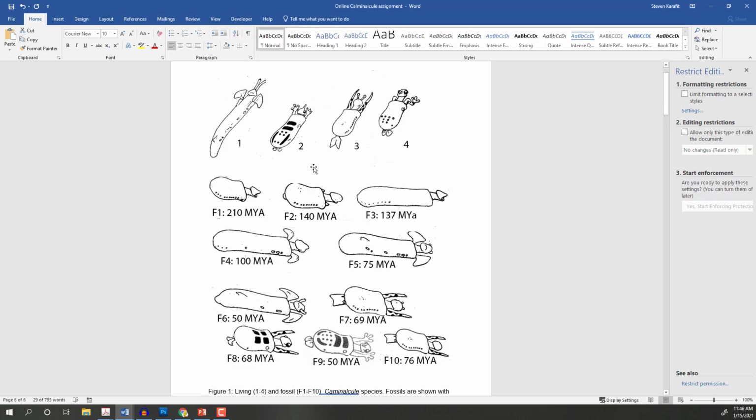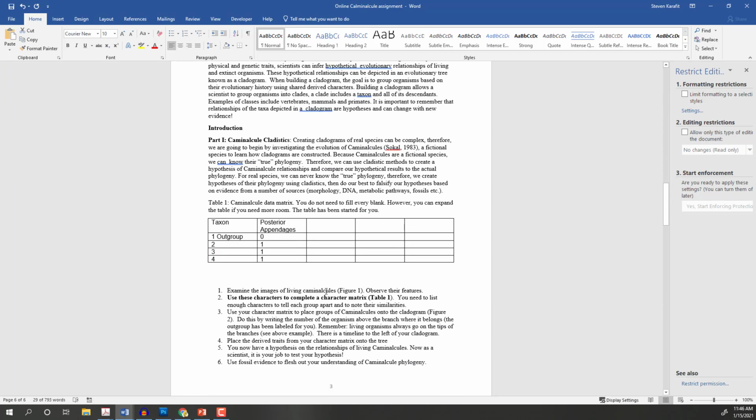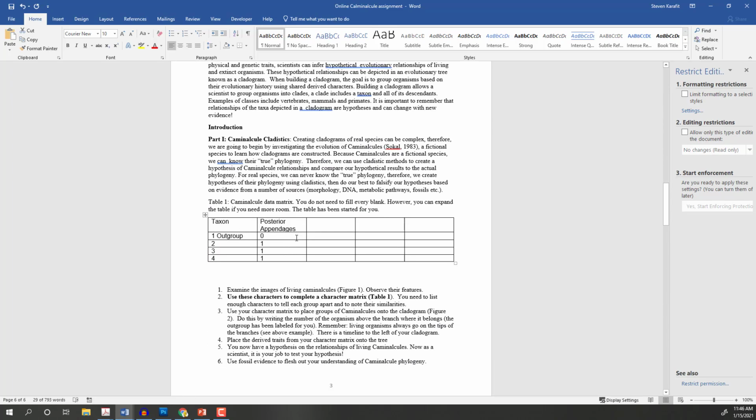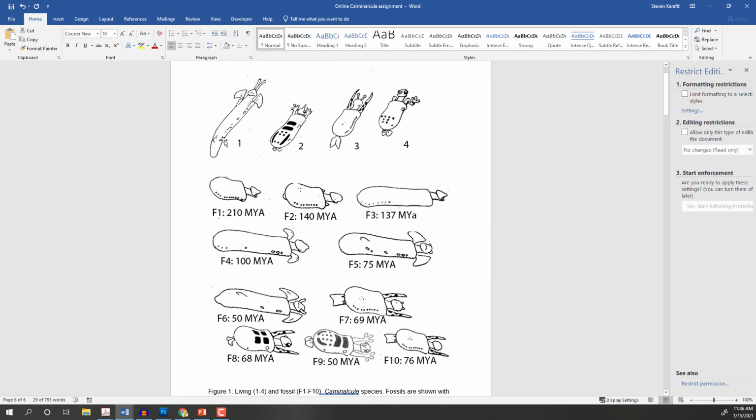So you have 1, 2, 3, 4 living caminacules. Okay, and you will put their traits on a data matrix, which is here. And I did one of the columns for you. So I put posterior appendages, which means appendages on the back side of these living things. Number 1 is our outgroup, and I coded that for you. So you can come up with other codes. Like, I wouldn't worry too much about spots, but look at their features like flippers and arms and eyes and things like that to try to figure out how they might be related, okay? So these are the living ones up here. These will be on the ends of the branches.